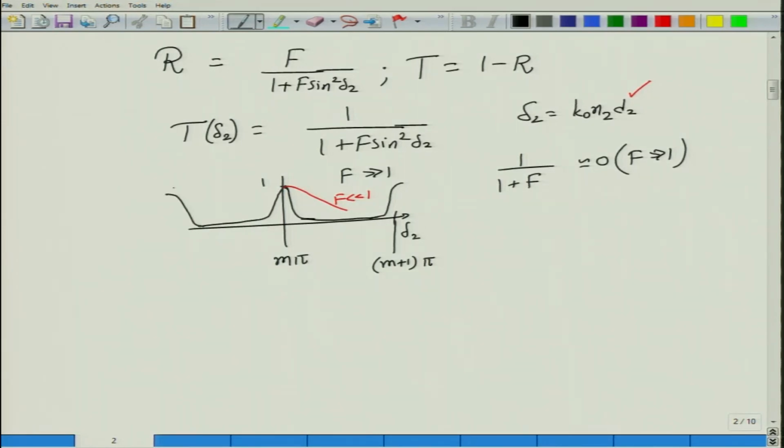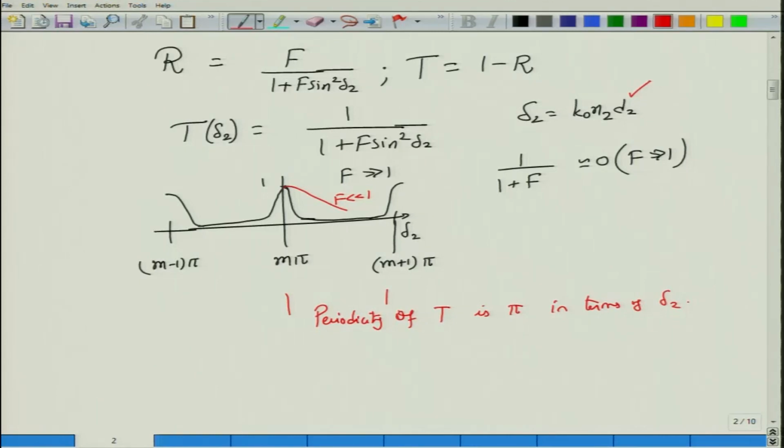Assuming again f to be much larger will allow you to see that the transmission remains close to 0 and then picks up at some (m minus 1) times pi. From this you will see that there is actually a periodicity. The periodicity of the transmission coefficient is about pi in terms of delta 2.